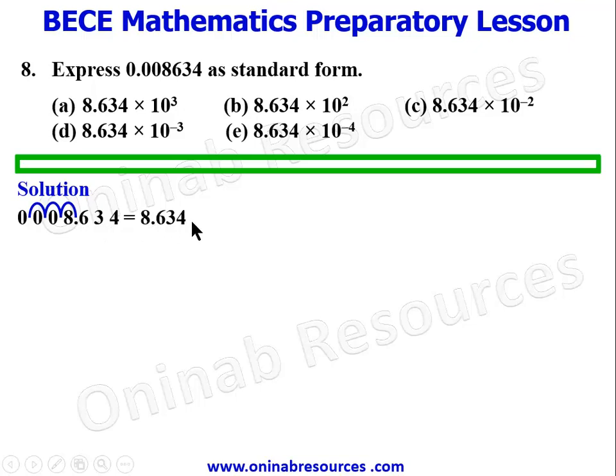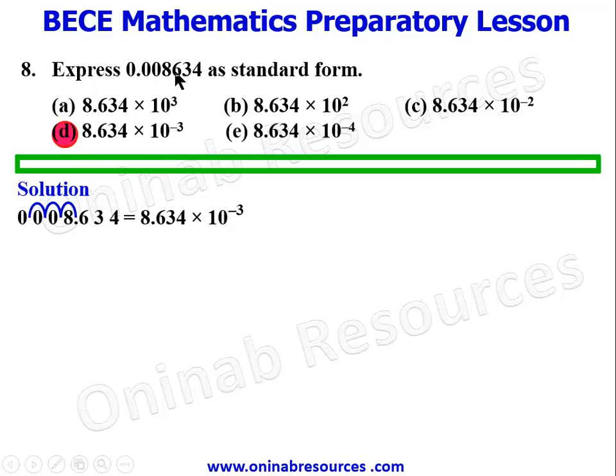So giving us 8.634 times 10. Since the number is 0.00 something, 0.0 something, 0.000 something, the power is going to be negative. But negative what? Negative the number of steps we have moved. We moved 1, 2, 3 times, so it's going to be raised to power negative 3. And the one with negative 3 is only 1, and that's option D.